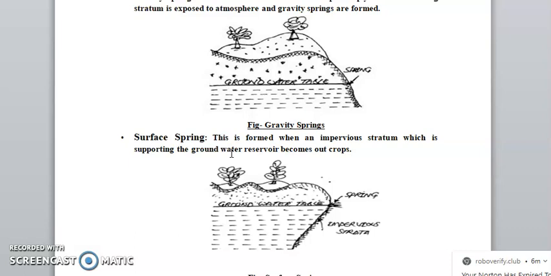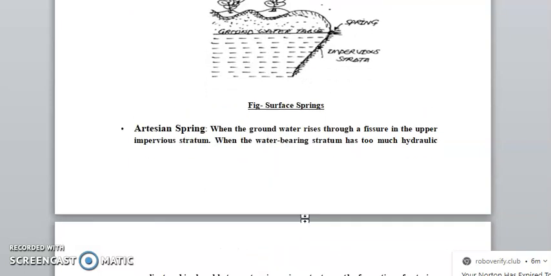Impermeable stratum which is supporting the groundwater. You can see the groundwater. This is the spring. Okay, surface spring. This is the surface spring. This is the impermeable stratum in the surface.